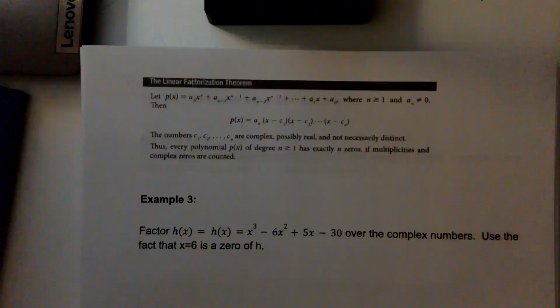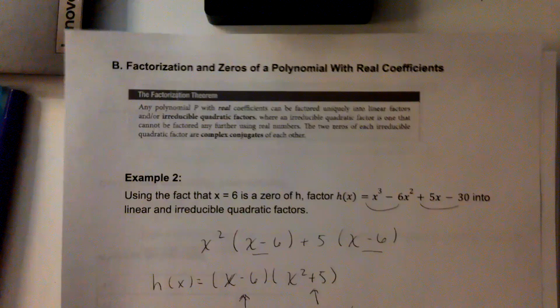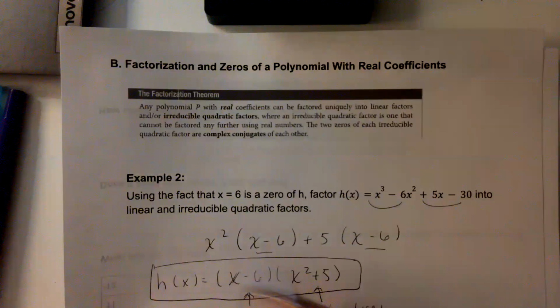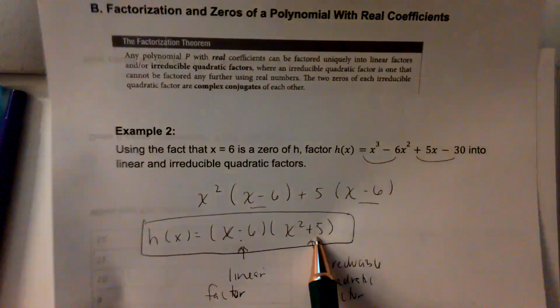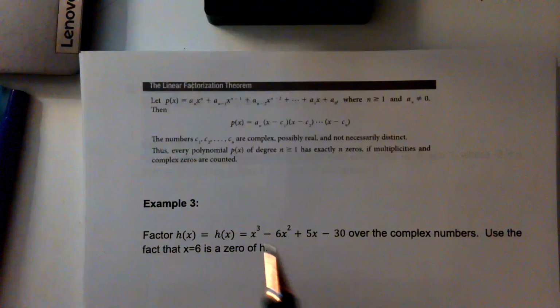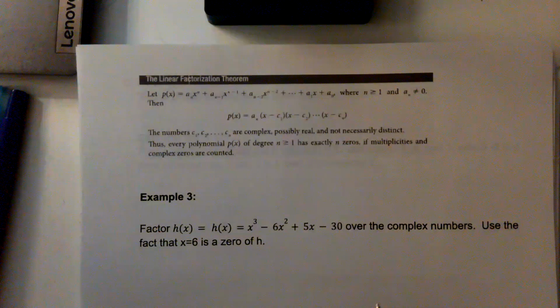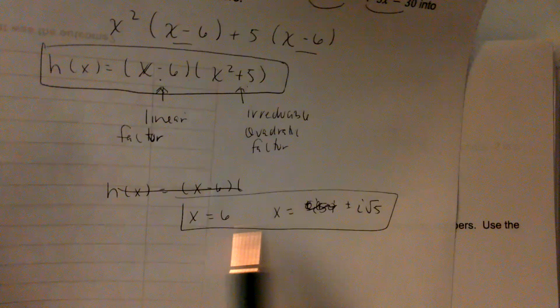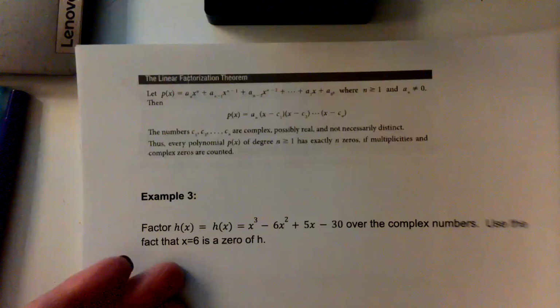And so on the last one, they really just asked us to do this and to factor into linear and irreducible quadratic factors, and I did. And then I kept the same equation, and they asked us to factor that over the complex numbers. And I did. So we have the zeros here, the one real and the two complex. So that's really example 2 and 3 working together.